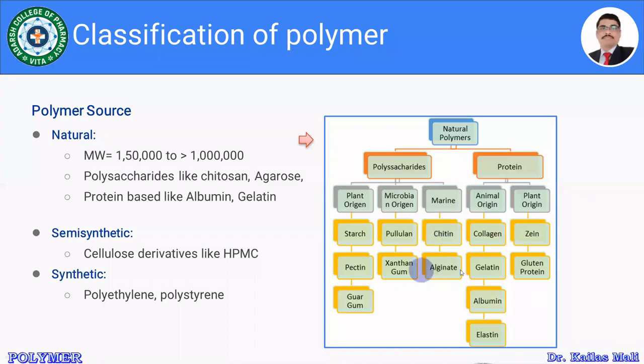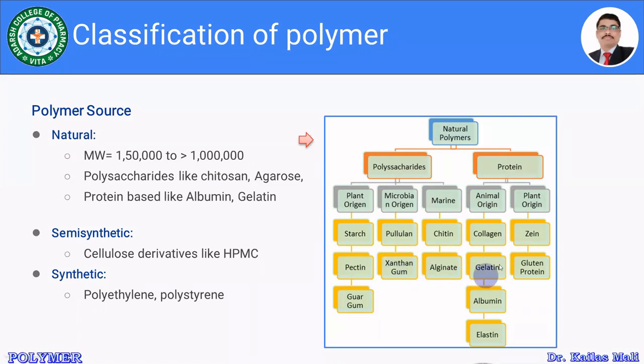Sodium alginate is obtained from alginic acid, a marine source, and is also widely used to prepare microparticles as well as matrix controlled drug delivery systems. Pullulan is a highly water soluble polymer and is widely used to prepare fast dissolving films. Xanthan gum has a very high molecular weight and can be used in various controlled drug delivery systems.